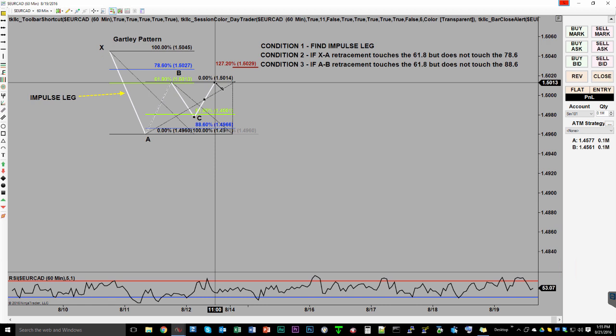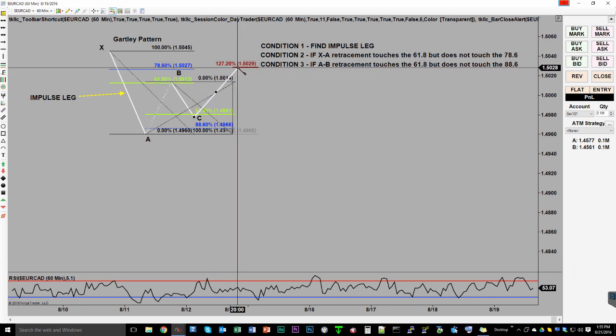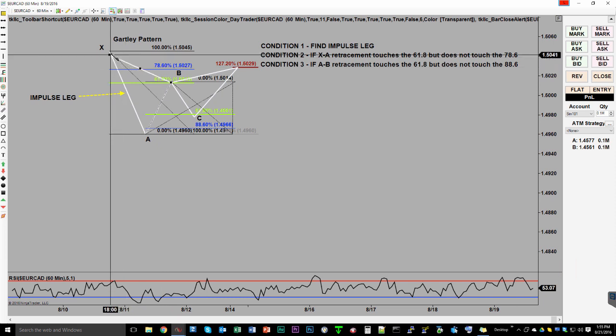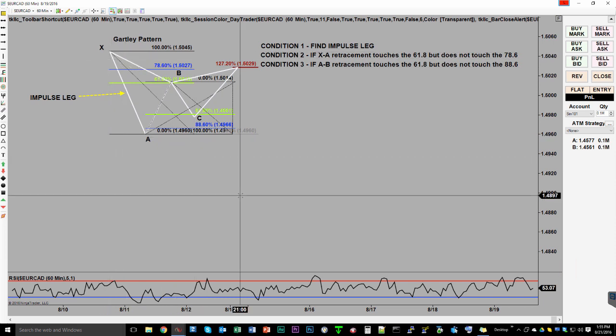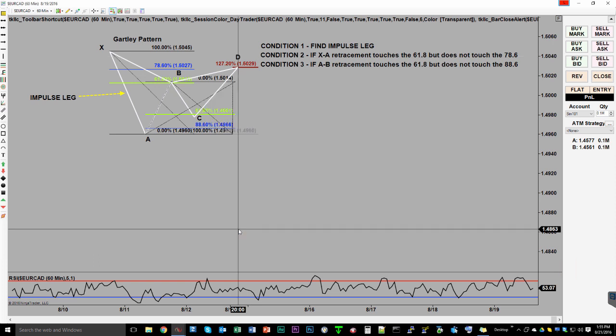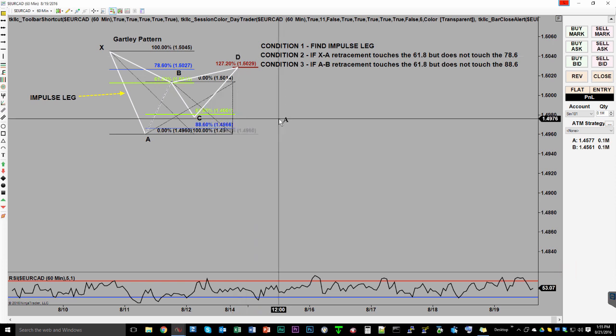The 127.2 extension must be past B. Even if it's past it by 1 pip, valid, okay? You must be that explicit with your rules. So the 127 extension is where we're looking for the D completion point, and it must be past the B point when you project it, okay? Even if it's 1 pip past B, that's fine. Still valid, okay? So that's it. Let's go ahead and label our D point right there. There it is. Boom. So there is our Gartley pattern.